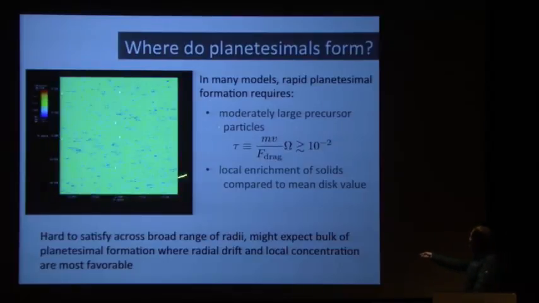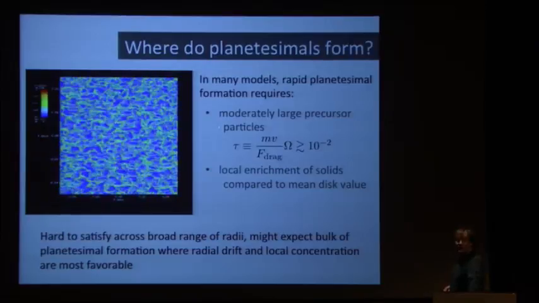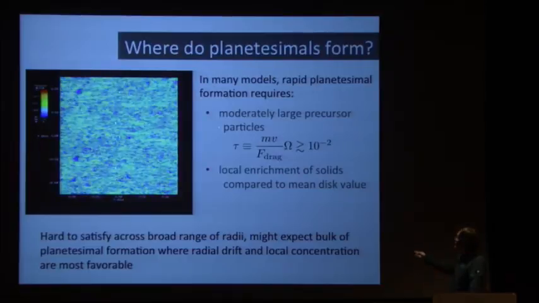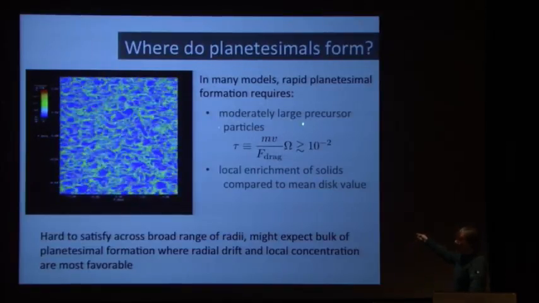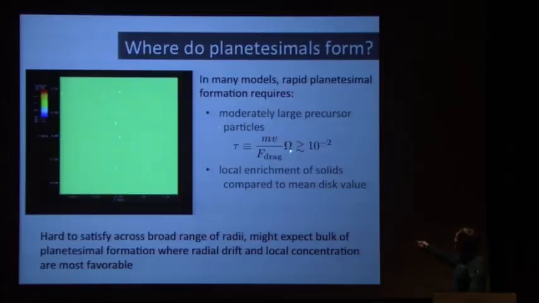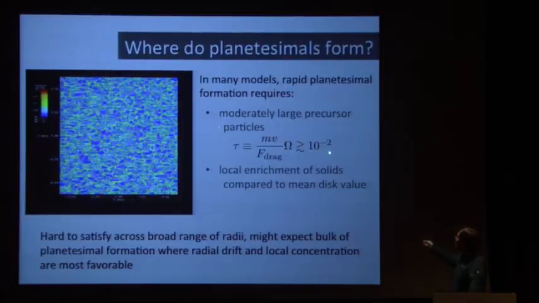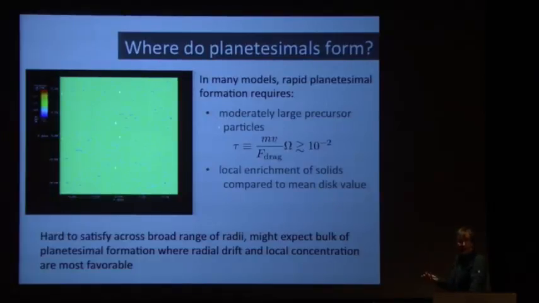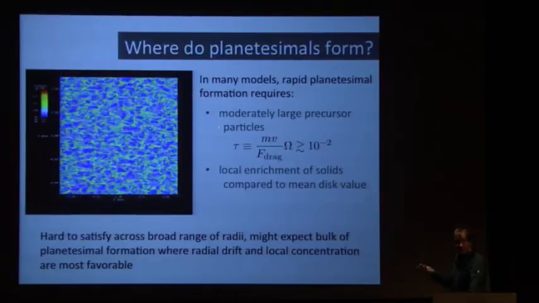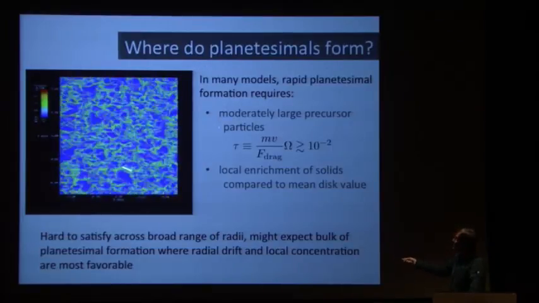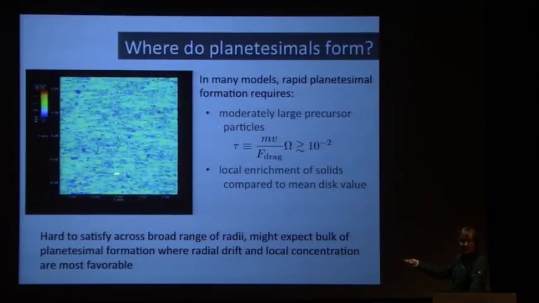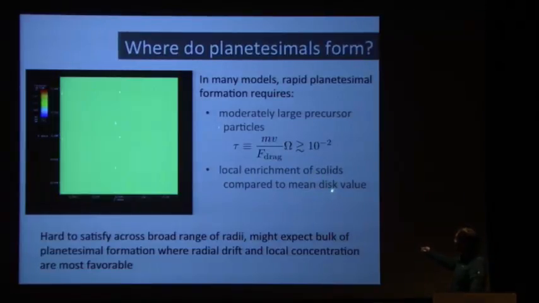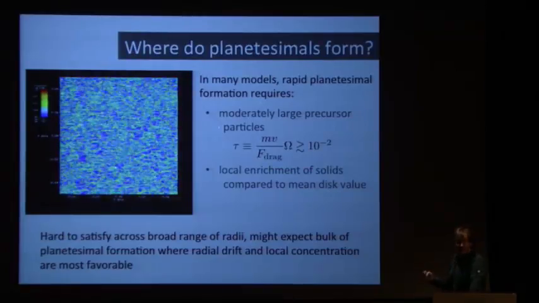And so, for example, in this streaming instability type model, which is perhaps the most plausible way of forming planetesimals, you need two things to be simultaneously true. You need moderately large precursor particles, such that their stopping time in dimensionless units is something like 10^-2 or larger. And then typically you also need a local enrichment of solids compared to what the mean value would be in the disk. So you need these things to be locally true in order to trigger this very rapid dynamical timescale concentration of particles. Now clearly, particularly if you need this local enrichment of solids compared to the mean disk value, it's very hard to satisfy that everywhere in the disk.